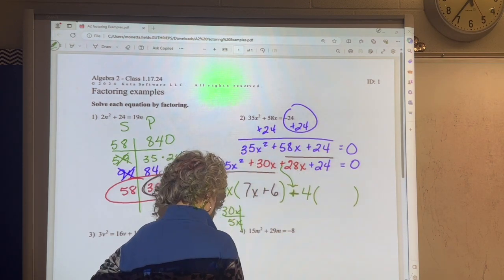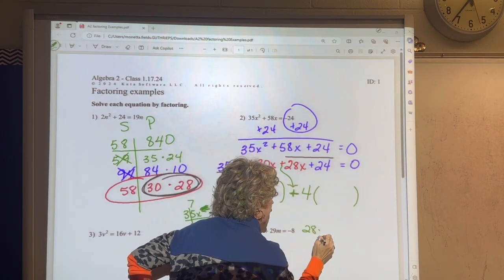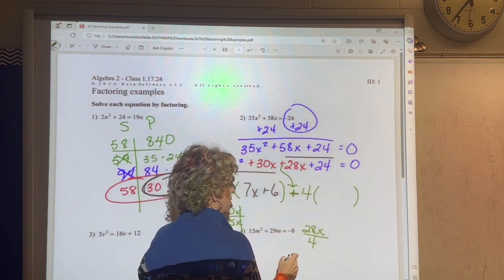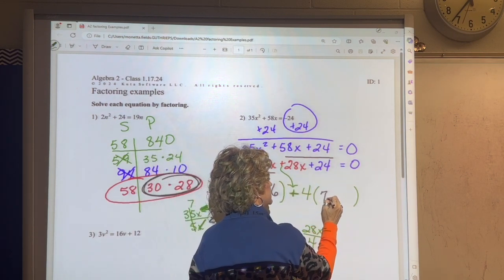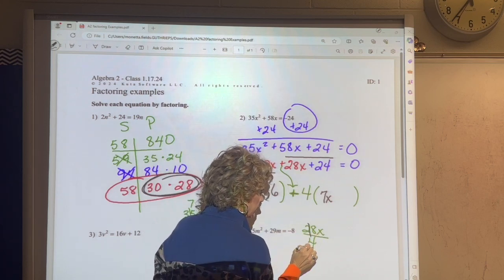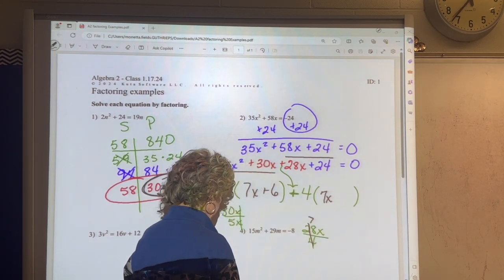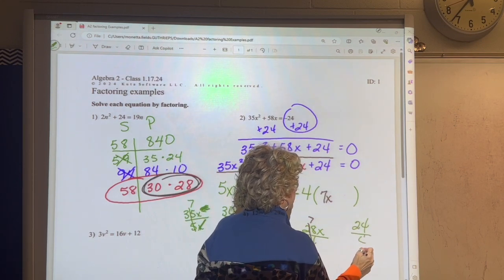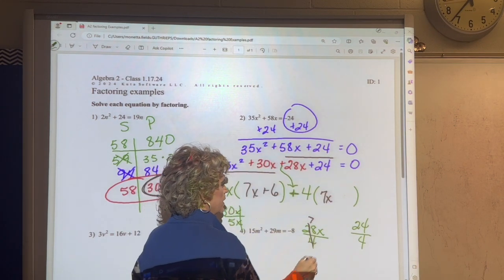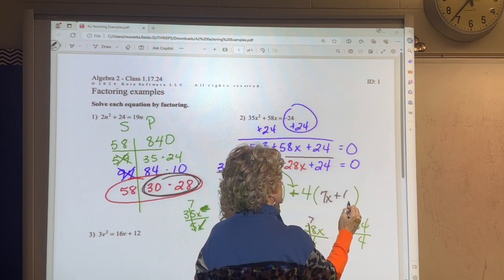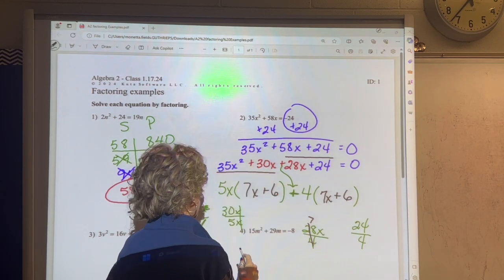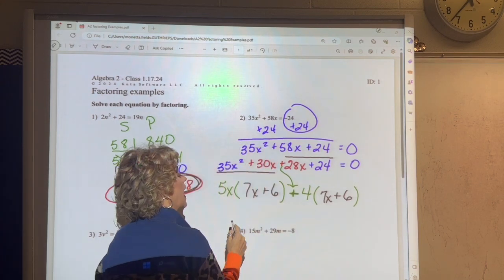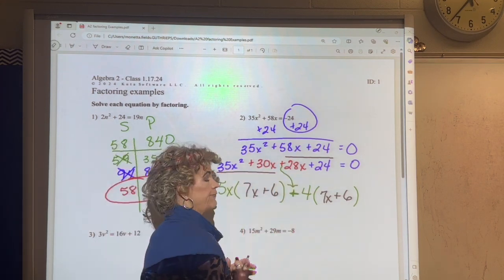Okay, that looks good. 4. So 28x, and again, 28x divided by just a 4 because they don't have a variable in common. 28x divided by 4 is 7x. Okay, this becomes 7. My x is still there. And then I have a positive 24 divided by 4. 4 goes into 24 a positive 6 times. So I need to erase this, give myself room.